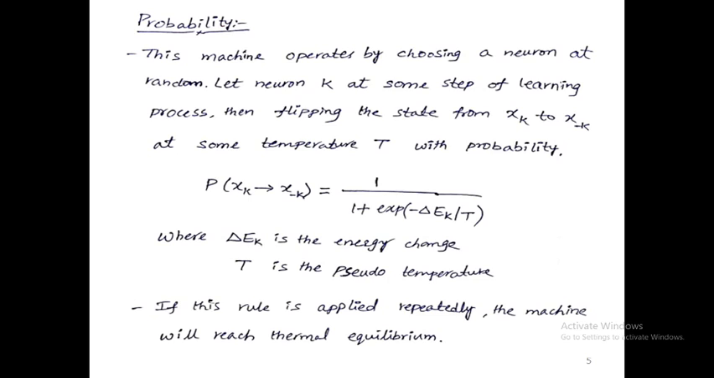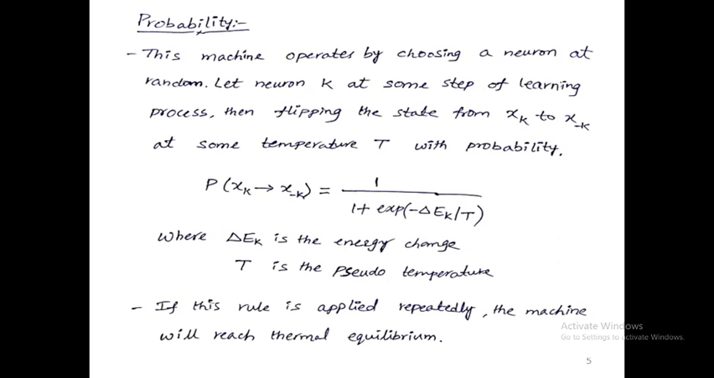It flips at some temperature T with some probability. So what is that probability? A temperature is also included in the Boltzmann machine. The probability function is given by Boltzmann: the probability of xk to -xk, that is, to flip the state from one state to the other, is equal to 1 by 1 plus exponential of minus del Ek by T. So it is a function of the temperature as well as the change in energy.